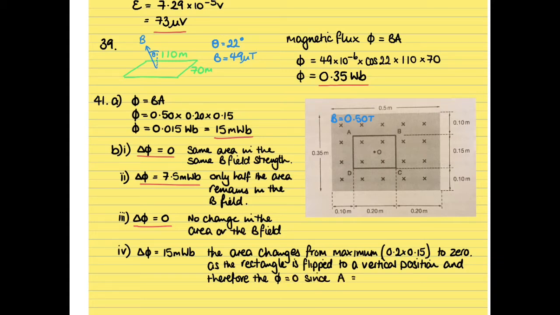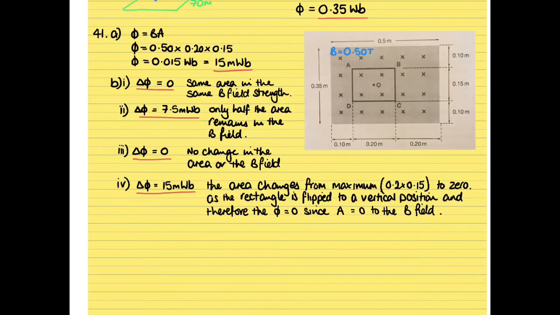So we've got 15 milliwebers in one direction, and then we flipped it over, so it's 15 milliwebers the other way, which gives us an overall change of 30 milliwebers. So that's where that comes from.